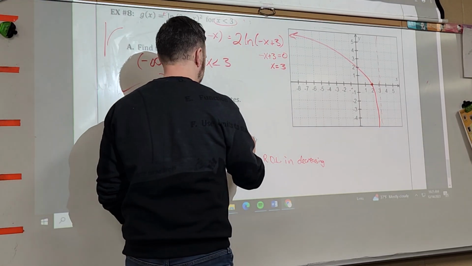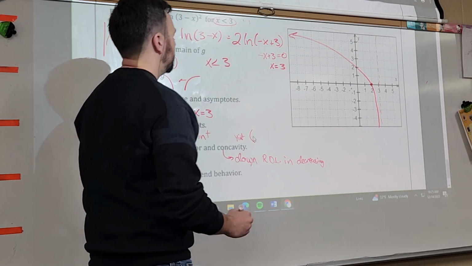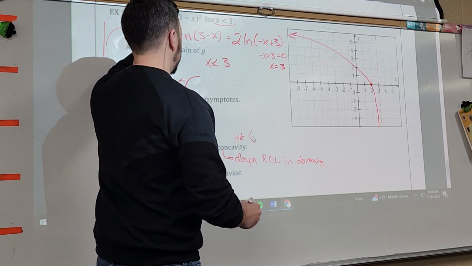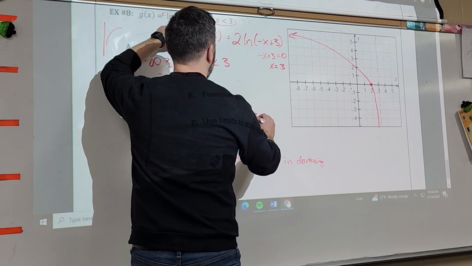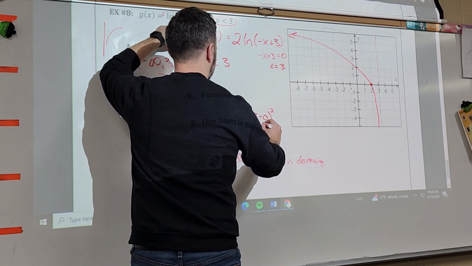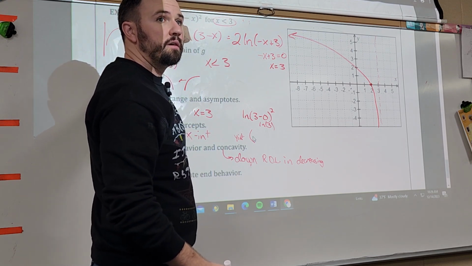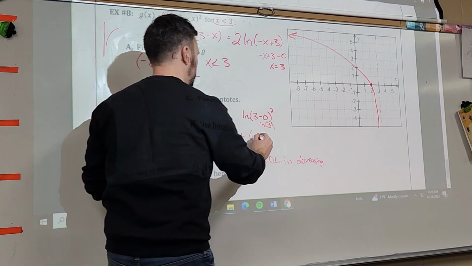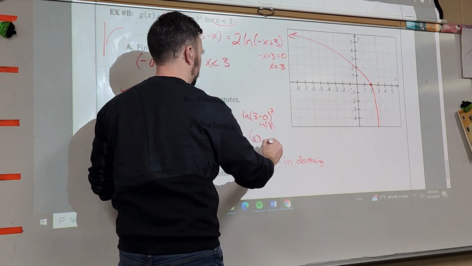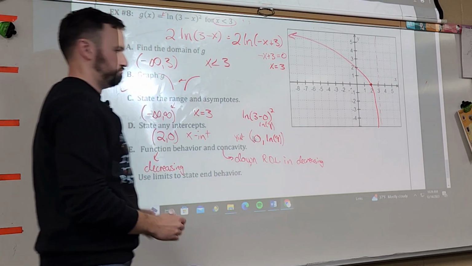Good point, thank you. Our y-intercept, if this is a non-calculator, would be: when we plug in 0, what do we get? What's natural log of 3 minus 0? Natural log of 3, right? If this is a non-calculator, can we figure that out? Yeah. No. Oh, yeah. It'd be 9. Natural log of 9. You're right. I'm sorry. So it'd be natural log of 9. You just write it like that.